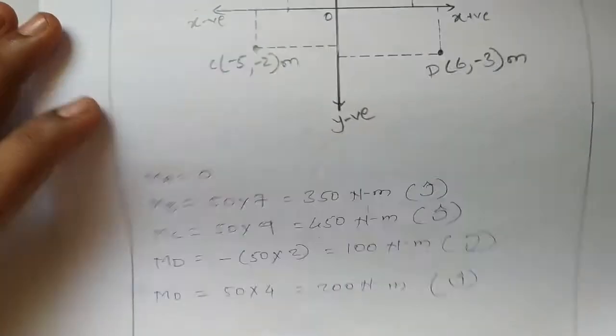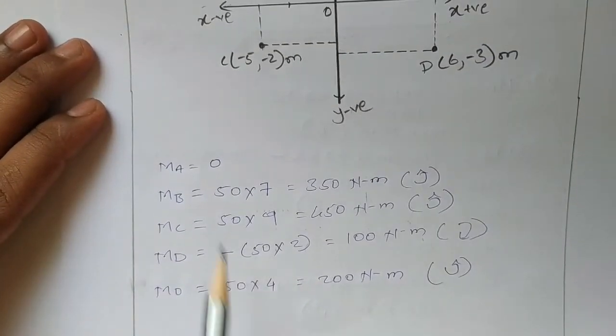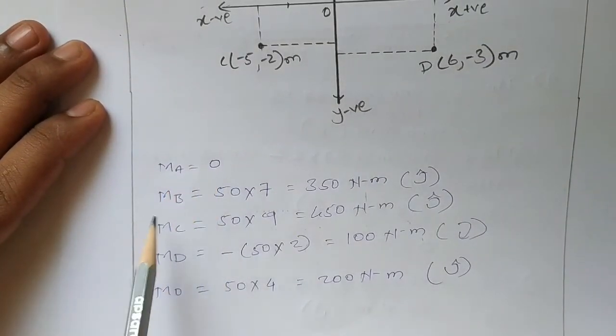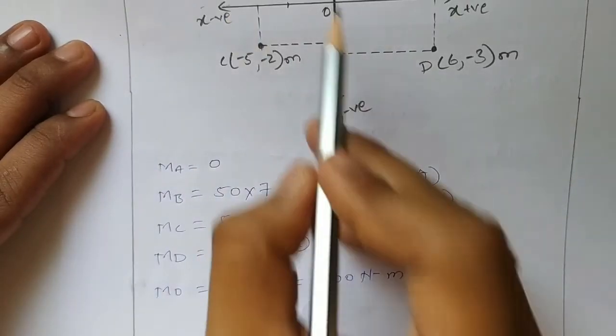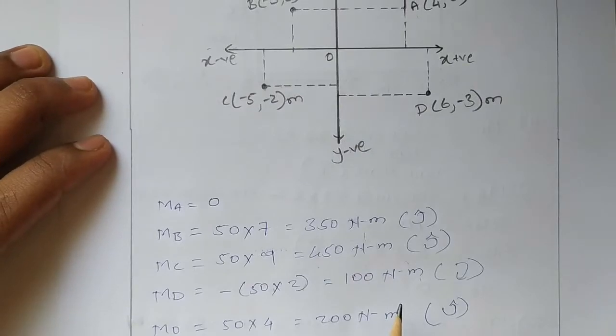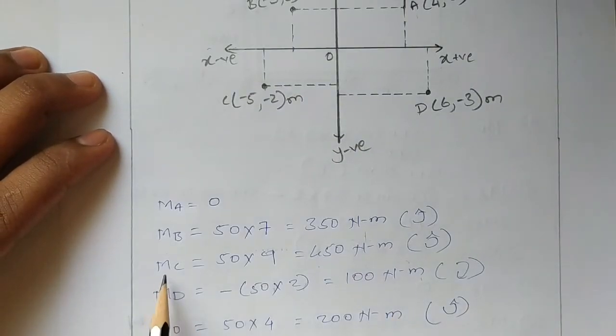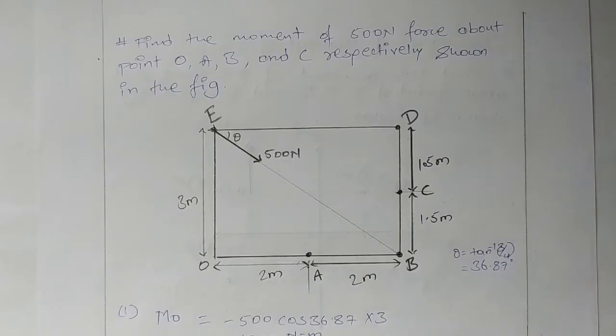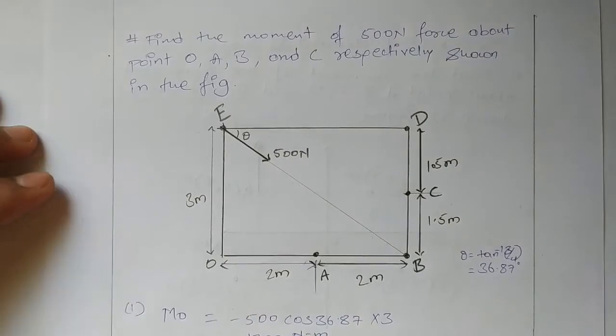So here are the answers, you can check. Moment about A is 0. Moment about B is 50 into the perpendicular distance of 7 meters, that is 350 Newton meter. Then moment about C is 50 into 9 meters, that is 450. Similarly about D, it is a clockwise moment, that is why it is negative, and it comes out to be 100 Newton meter. Then about O, it is 200 Newton meter. We will see one more example in order to make it more clear.